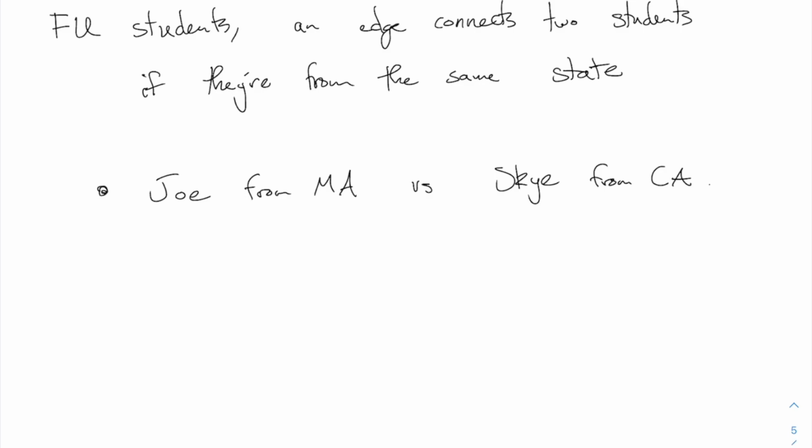Joe has many other people who are from his same state. Those would all be edges in the graph. Whereas Sky from California would have fewer. There are more people here from Massachusetts than California. So Joe has a higher degree than Sky from California.